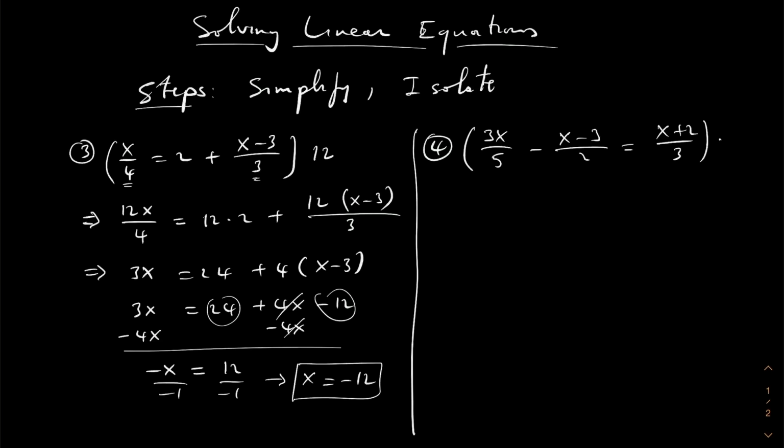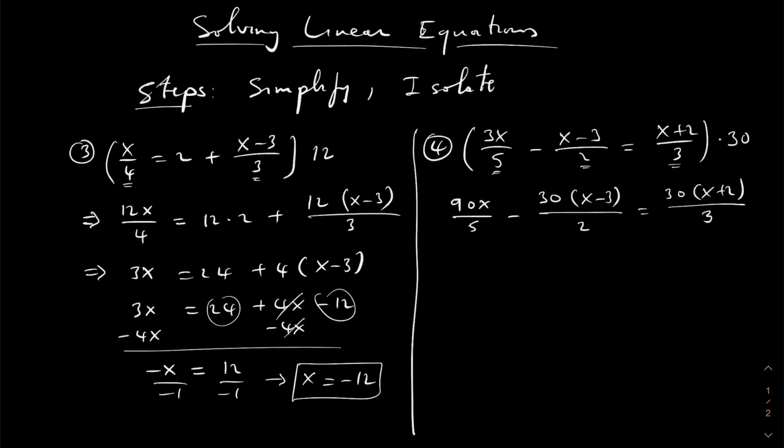And so our least common denominator here is going to be 5 times 2 times 3, which is going to be 30. So I'm going to multiply this whole entire equation by 30. And so doing that would then give me, if I multiply every single term in the equation by 30, you're going to have the first one here. It's going to be 90x over 5. The next one is going to be 30 times, big parenthesis, x minus 3 divided by 2 equals 30 parenthesis x plus 2 divided by 3.